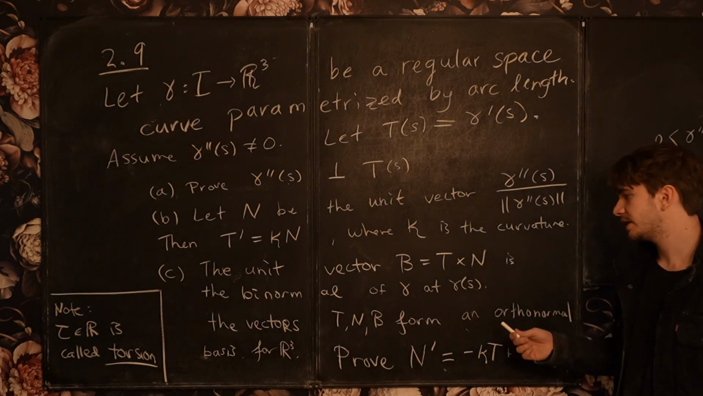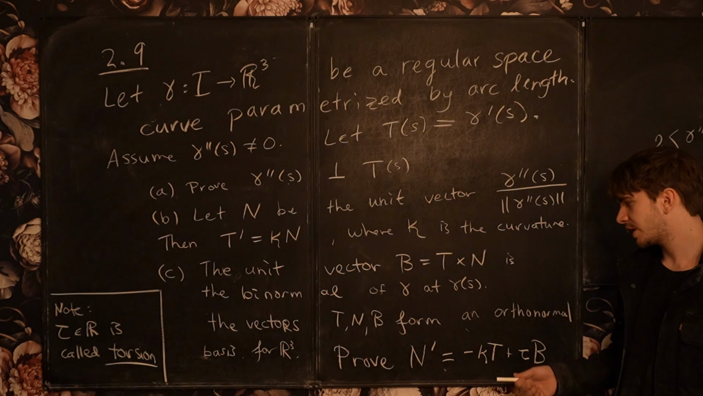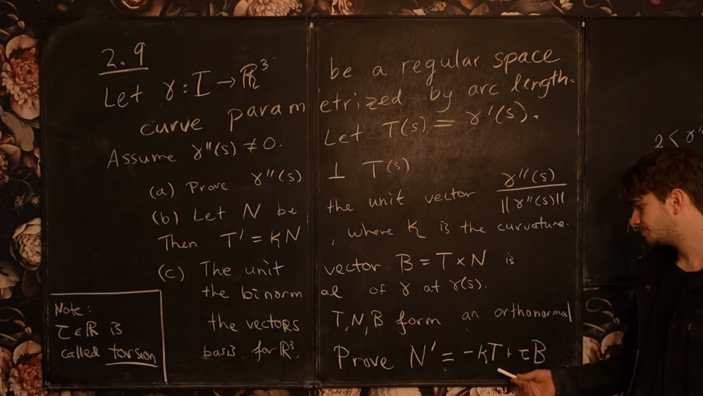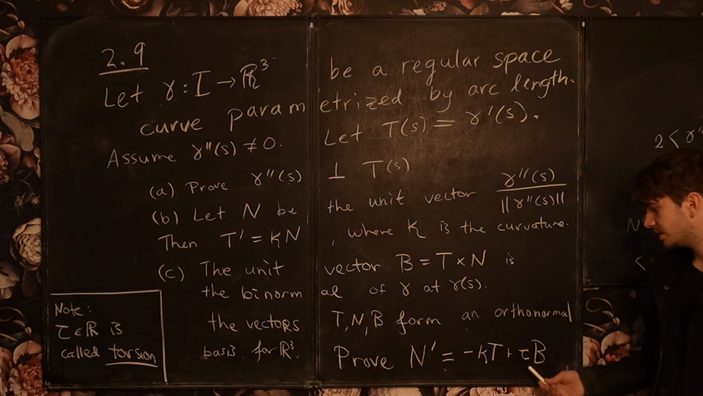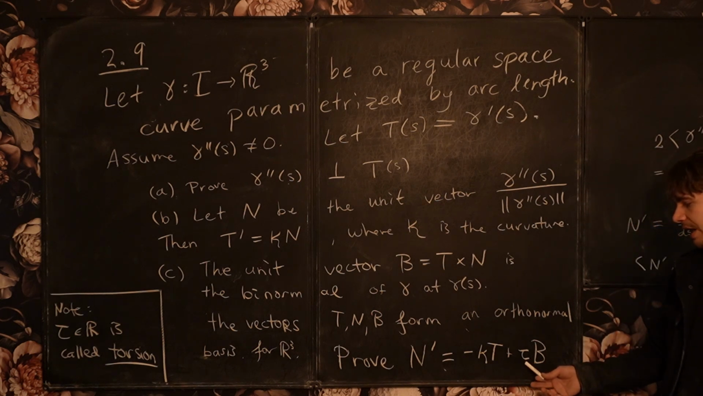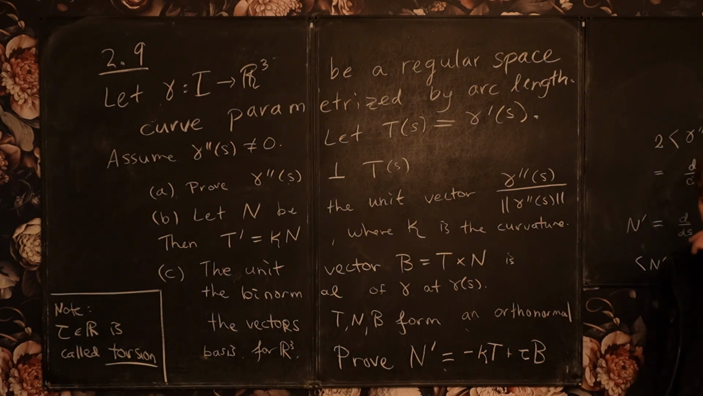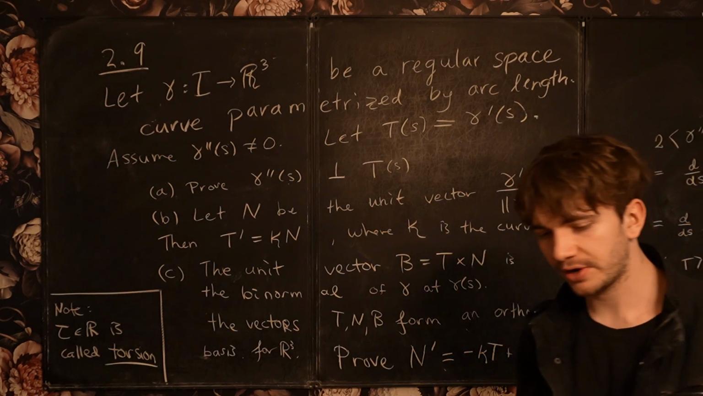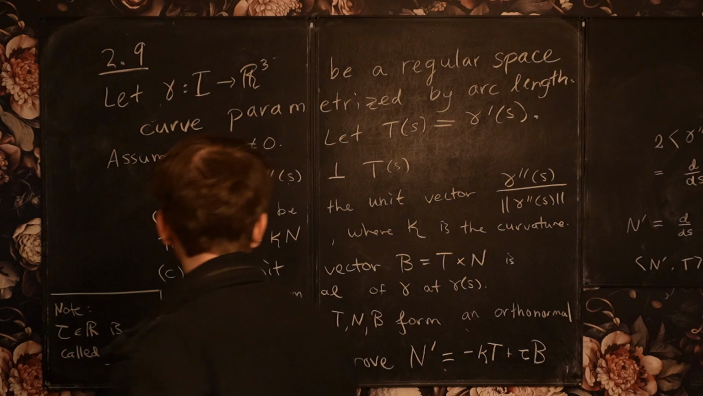All right, and so we're asked to prove that the derivative n prime is negative kappa t plus tau b, where tau is some real number which is called the torsion of the curve. And there's actually a part D as well, but I'll get to part D once we solve these problems.